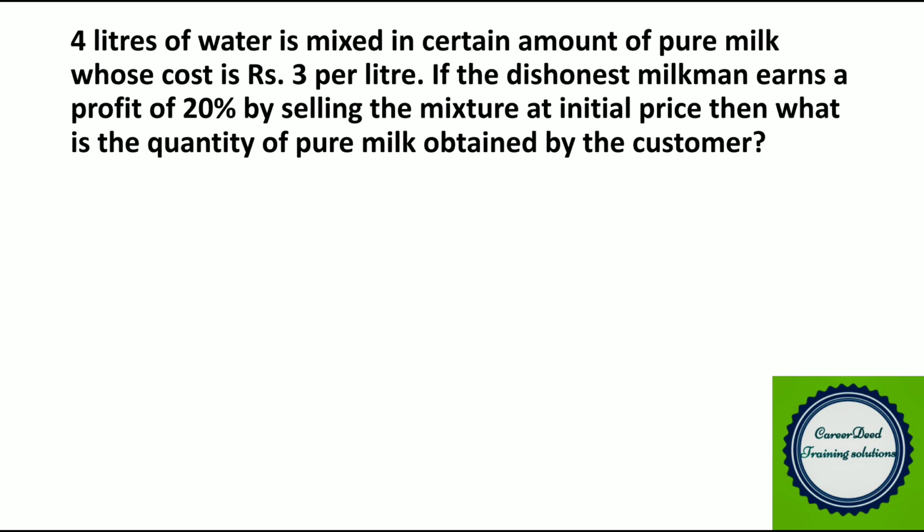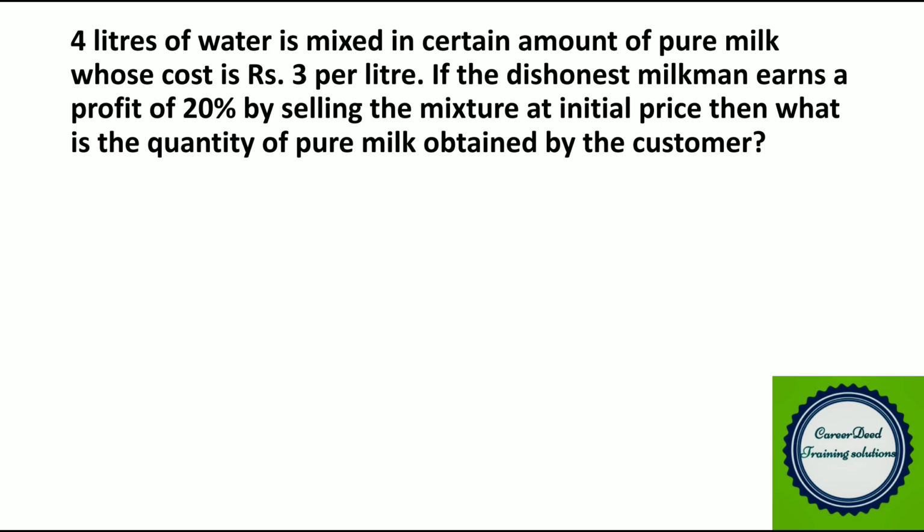Now entering into the first question of the session. 4 liters of water is mixed in a certain amount of pure milk whose cost is rupees 3 per liter. If the dishonest milkman earns a profit of 20% by selling the mixture at the initial price, then what is the quantity of pure milk obtained by the customer?